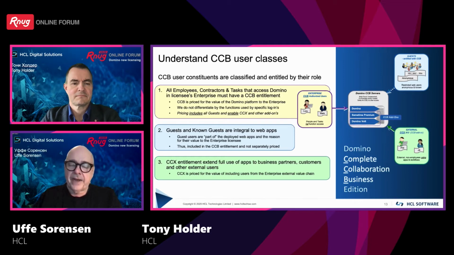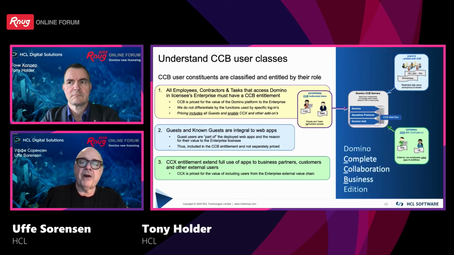The external users can be anonymous, or they can be guest users. Guest users will be restricted in a little bit other way, which we'll talk about on the next slide. But that's the guests and known guests. And last but not least, the CCX entitlements. They are, again, priced for the value of including your users, not by the functions they actually do. And the CCX users also will be counted very simply as we did with the CCP users. And we have some simple rules for how we do that, so we make sure that you have a transparent way of understanding and managing your licensing.